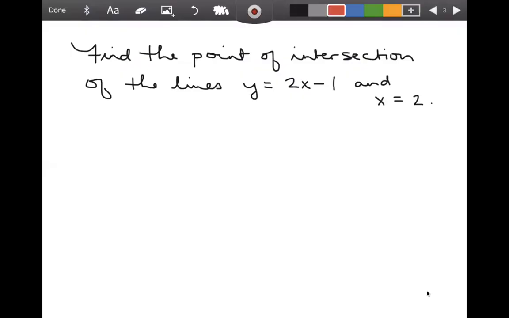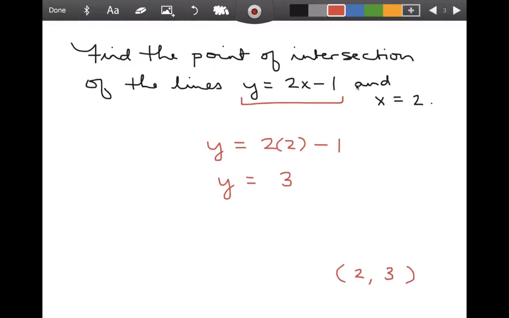For one thing, this equation is already solved for y, so that's nice. We know that the answer is going to be 2 comma something, because one of the equations is x equals 2. To figure out what that y coordinate is, just substitute 2 for x into this equation. And that gives me y equals 2 times 2, which is 4, 4 minus 1, which is 3. So the point of intersection of these two lines is 2 comma 3. Maybe we should have done that one first.